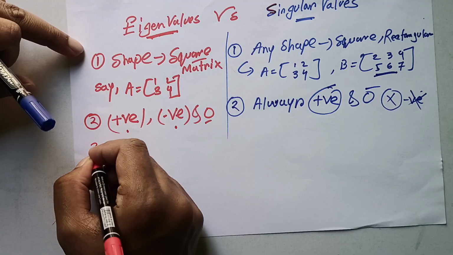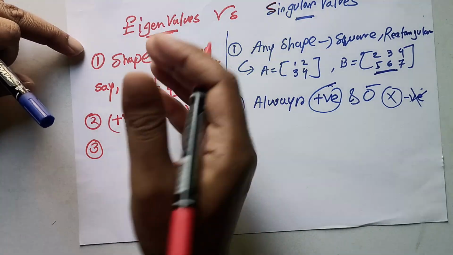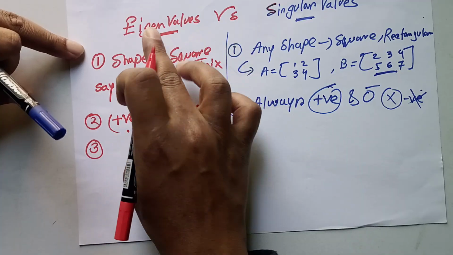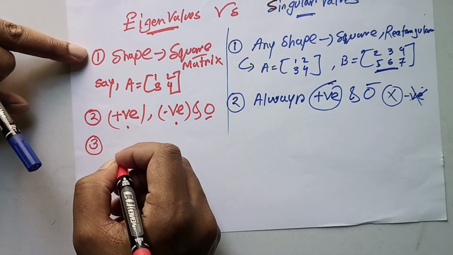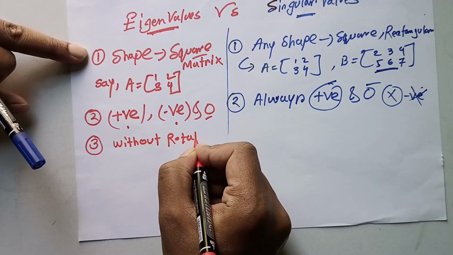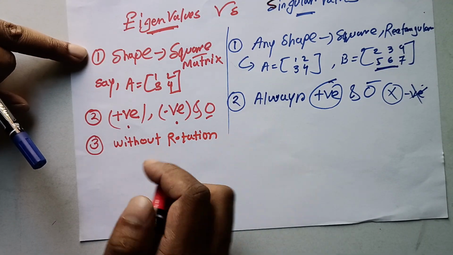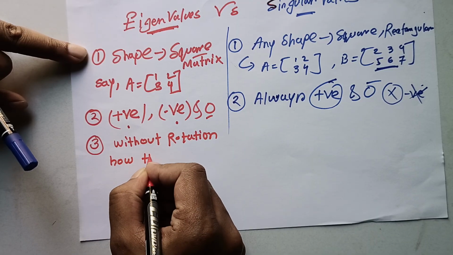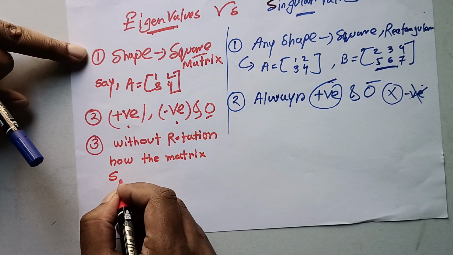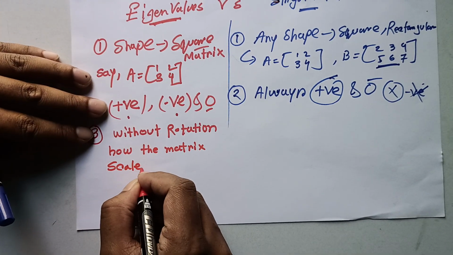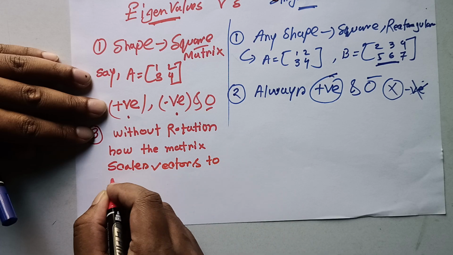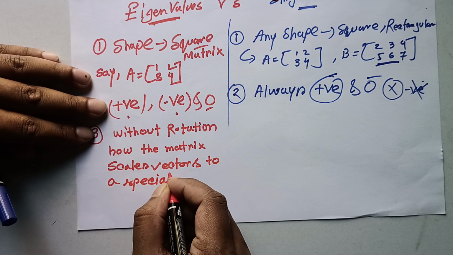And the last one is the interpretation. Exactly, if you ask me what eigenvalues are, it is the most important difference between eigenvalues and singular values, is that without rotation, how the matrix scales vectors to a spatial direction.